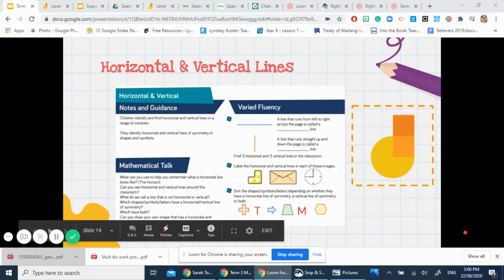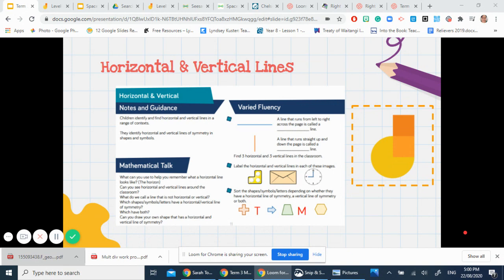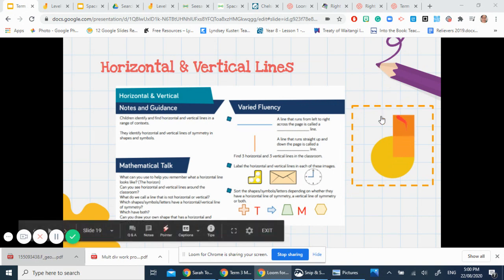Video cutting out, but I thought I'll just make a very quick video on horizontal and vertical lines and just discuss what those are before we move on to our Jamboard activity. So, horizontal and vertical lines.